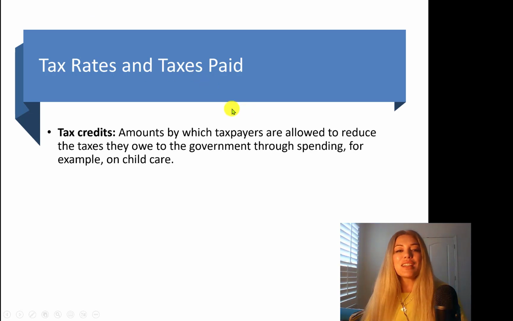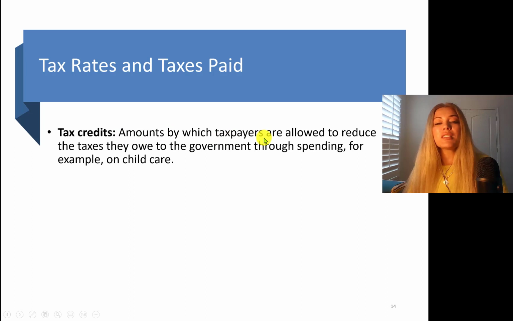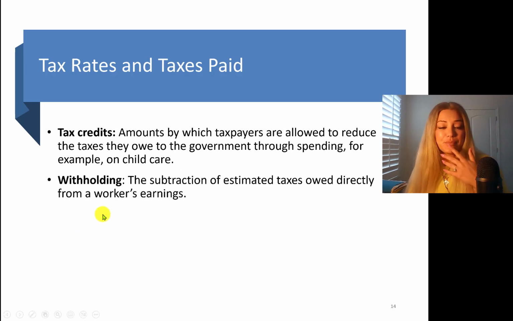Let's talk about tax rates and taxes paid. So we also have tax credits. These are the amounts by which taxpayers are allowed to reduce the taxes they owe to the government through spending, for example, on childcare. So you do have the childcare tax credit or dependent care tax credit.